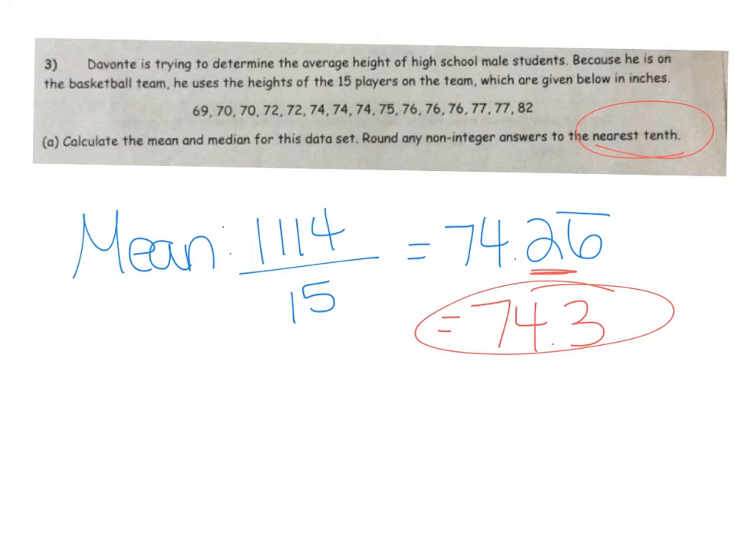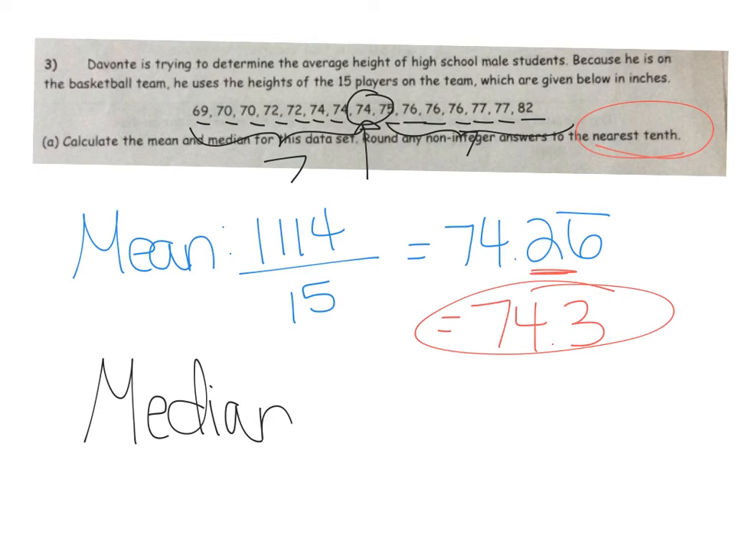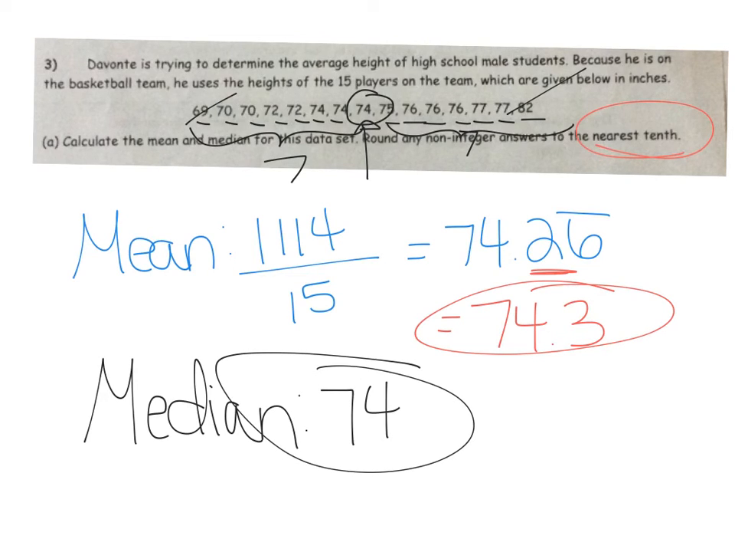To find the median, I have 15 players, so if I count 1, 2, 3, 4, 5, 6, 7, 1, 2, 3, 4, 5, 6, 7, this is an odd number of data set, so the median is exactly that number in the middle. I had 7 numbers on this side, I had 7 numbers on this side. The middle number is 74, so that is my median of this data set. You could have also done what I did in the first example and crossed off from the back to the front, and when you do that, you end up with 74 left in the middle.